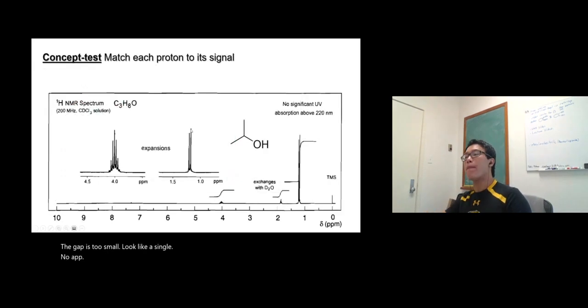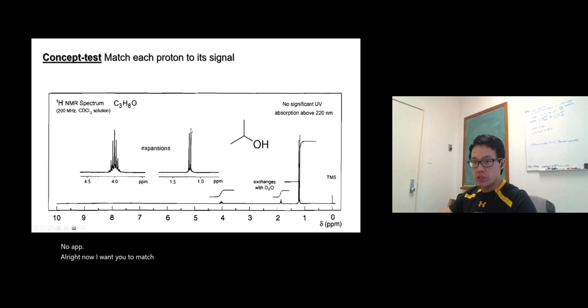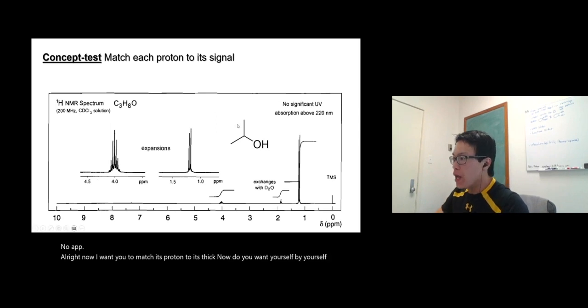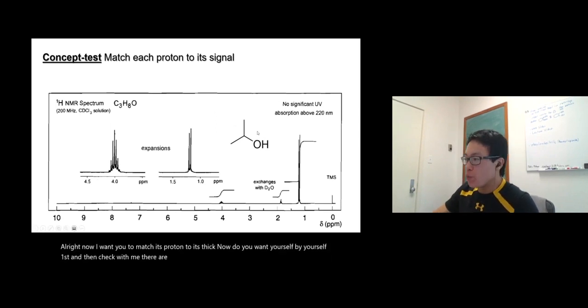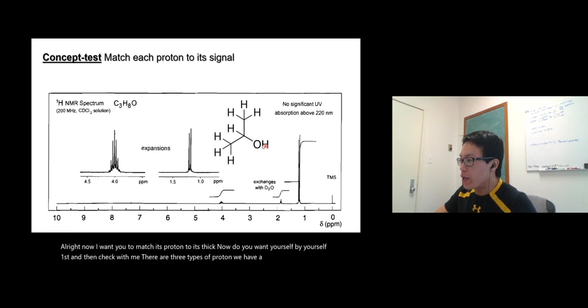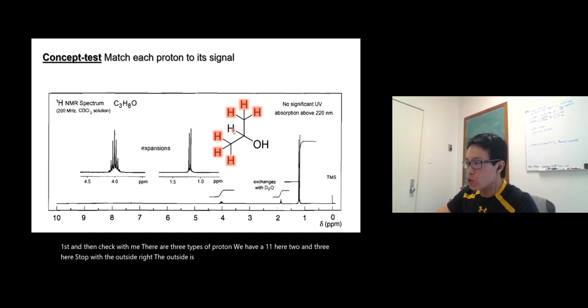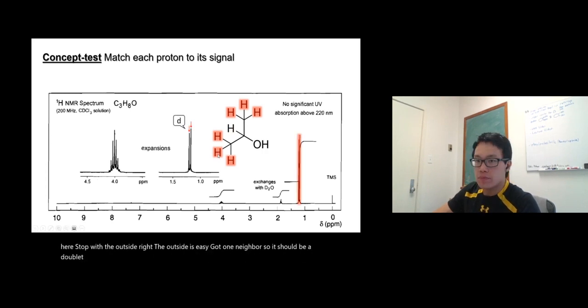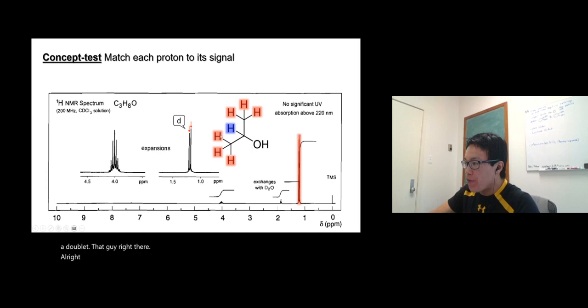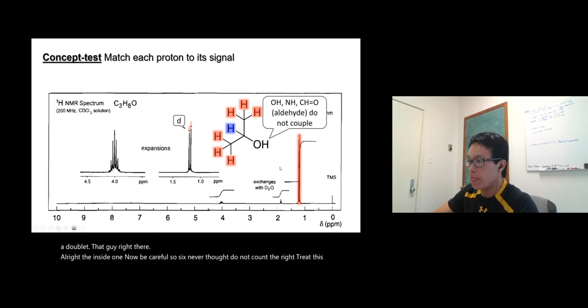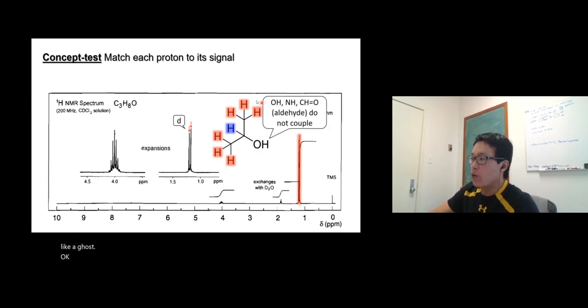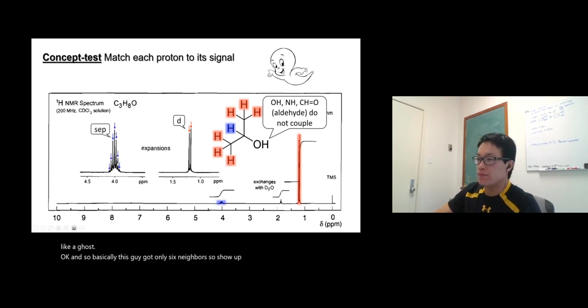Now I want you to match each proton to its signal. Do it by yourself first, and then check with me. There are 3 types of proton. We have one here, 2 here, and 3 here. Start with the outside. The outside is easy. It has one neighbor, so it should be a doublet. That one right there. The inside one, now be careful. 6 neighbors. Do not count the OH. Treat this one like a ghost. So basically, this one has only 6 neighbors, so it shows up as a septet, 7 peaks. There we go.